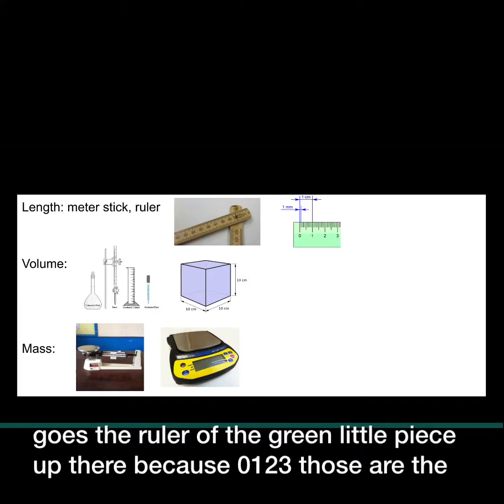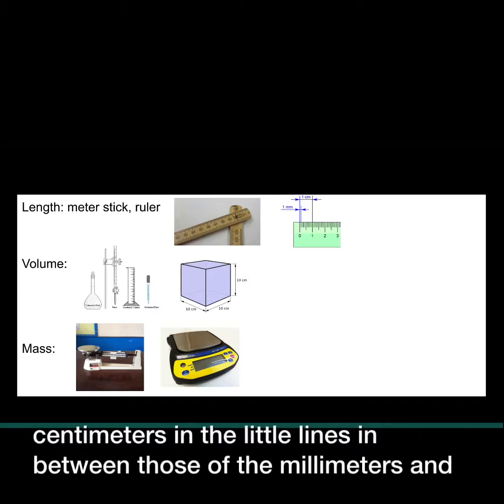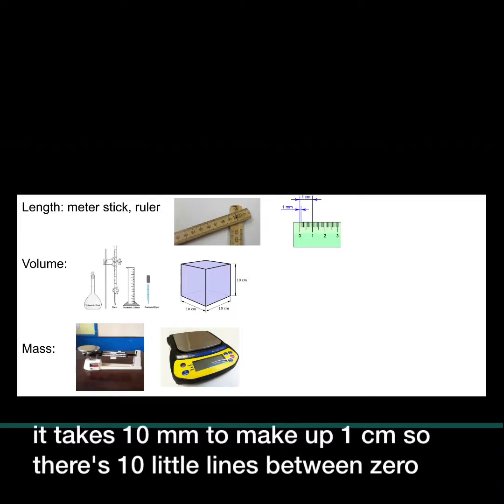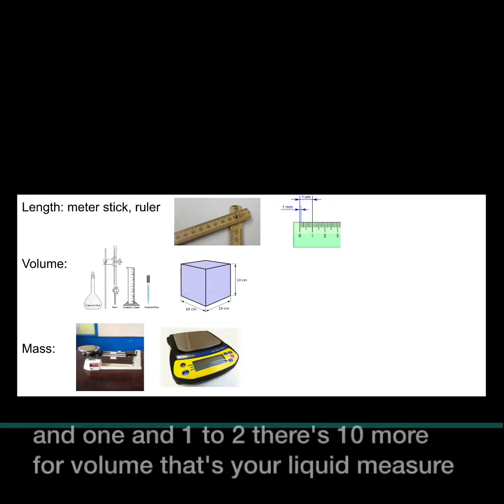And if you look at it, you can see it goes, the ruler, the green little piece up there, it goes 0, 1, 2, 3. Those are the centimeters. And the little lines in between, those are the millimeters. And it takes 10 millimeters to make up 1 centimeter. So there's 10 little lines between 0 and 1. And 1 to 2, there's 10 more.